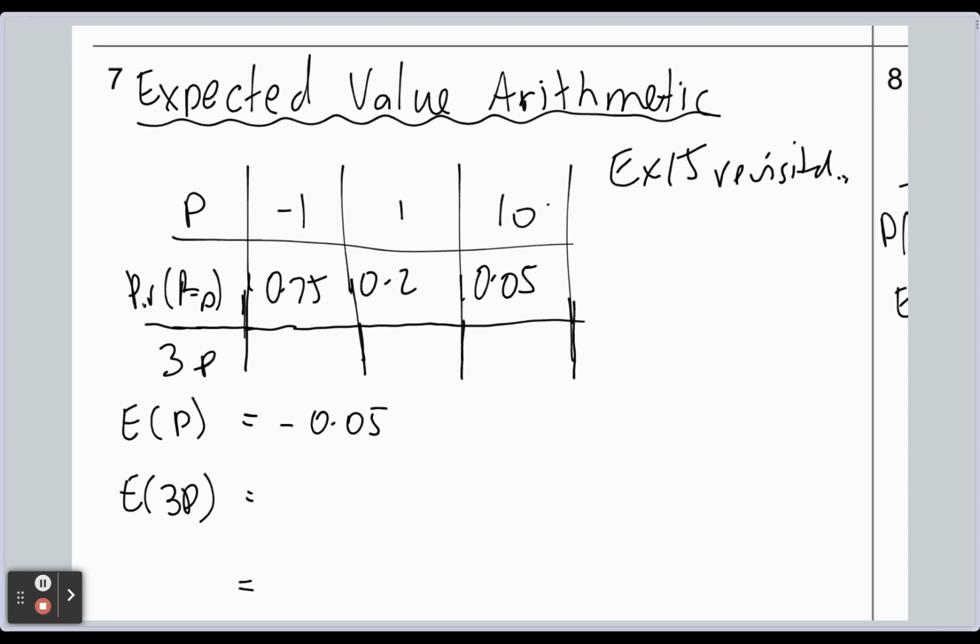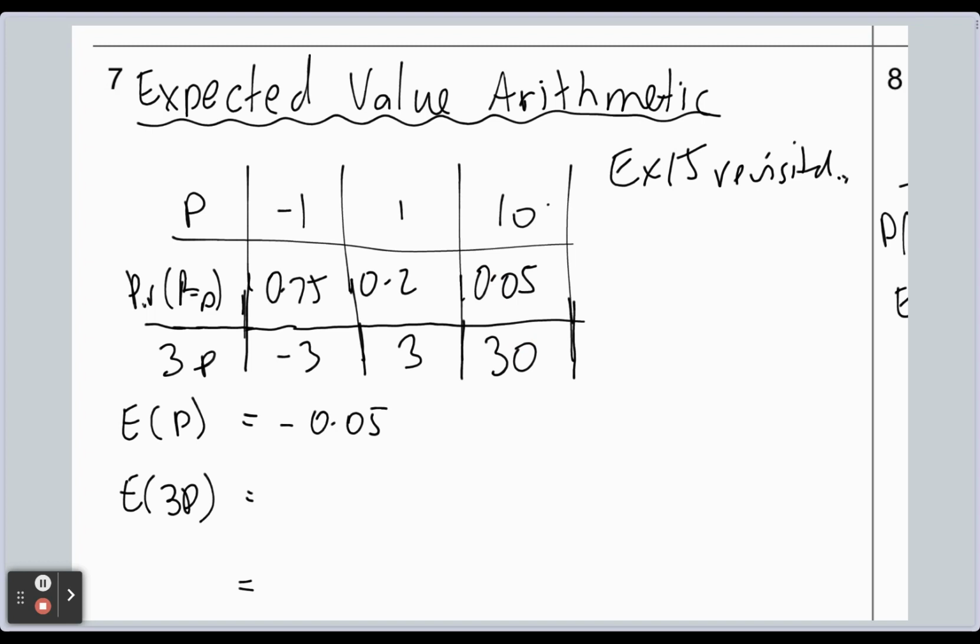Okay, so let's have a look at what happens here. We would have, instead of minus 1, minus 3. Instead of 1, we would have 3. And instead of 10, we would have 30. So the expected value of 3p, we're going to calculate the usual way by multiplying these together.